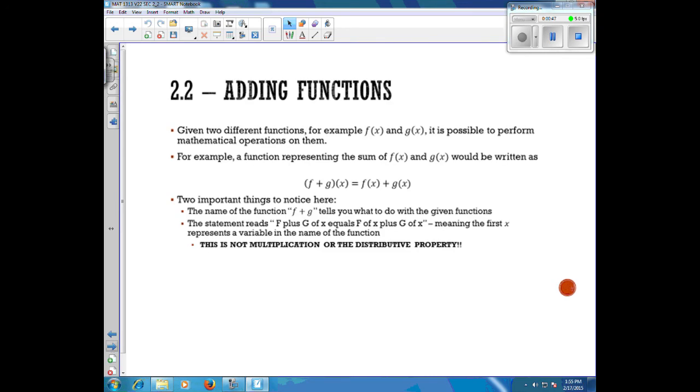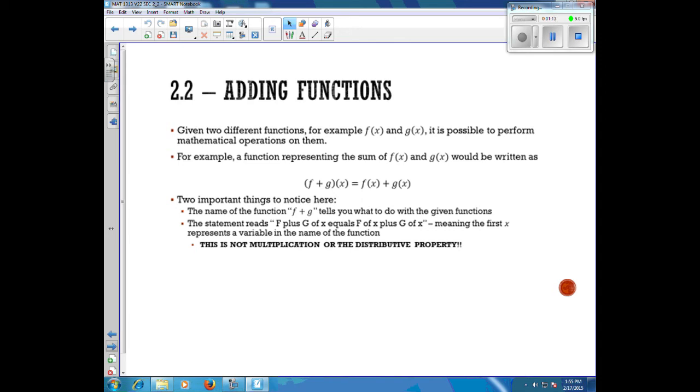So let's just start by talking about adding two functions together. Given two different functions, for example, in this case, f of x and g of x, it is possible to perform mathematical operations on them. For example, a function representing the sum of f of x and g of x will be written as f plus g of x, and it would be equal to f of x plus g of x.